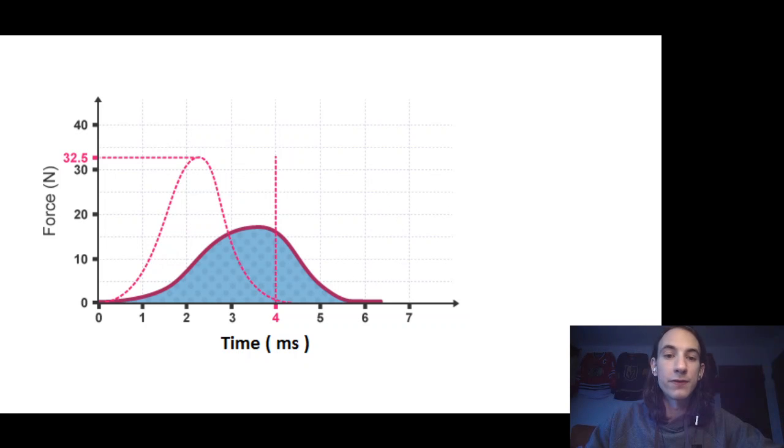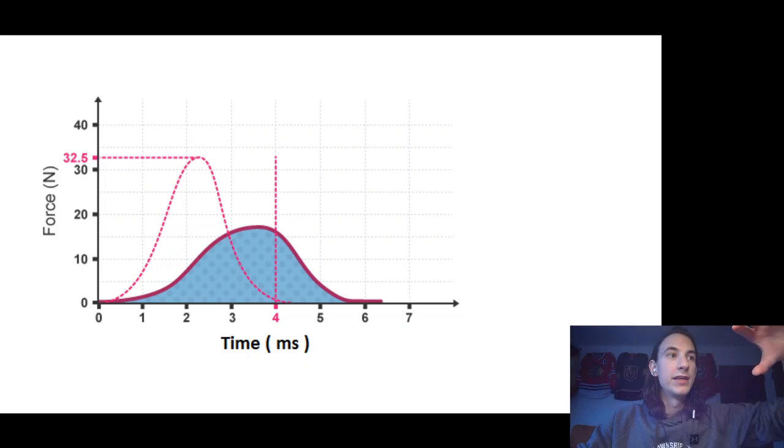So if our force is happening over a longer period of time, that means our force can be lower. Here we see this force peaks out at about, I don't know, what is this, like 17? So we have a lower force if we spread it out over a longer amount of time. If our force happens quickly in a short amount of time, then we have a higher force to have that same change in momentum.